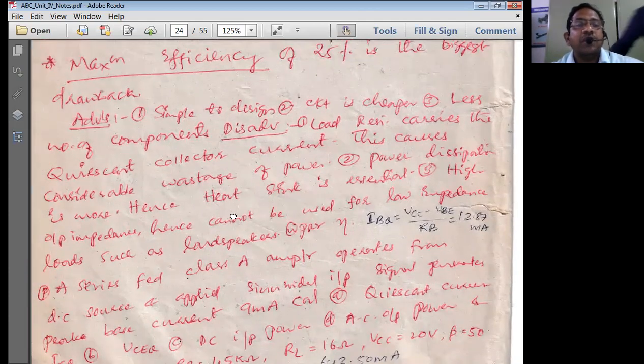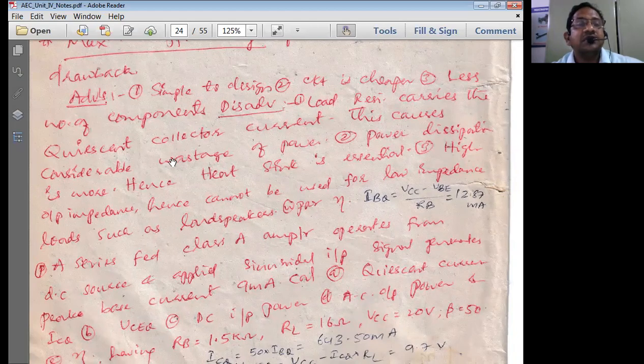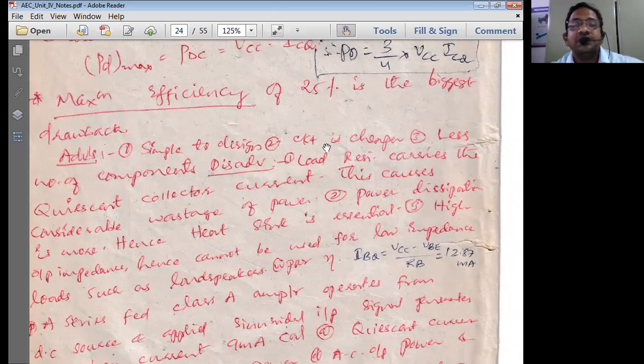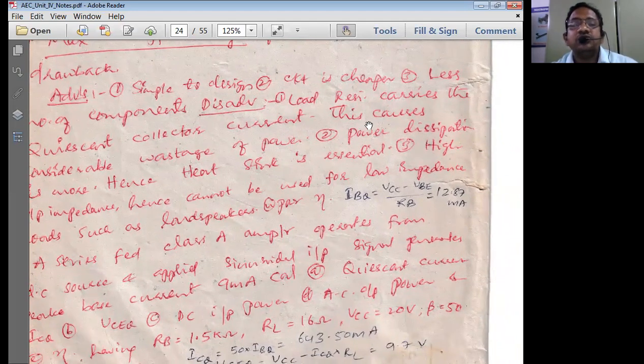Next, what are the drawbacks? Something like efficiency. What are the advantages? Very few. The circuit is simple to design, and it is cheaper, with fewer components. But performance wise, it is very poor. Disadvantages, so many disadvantages are there.